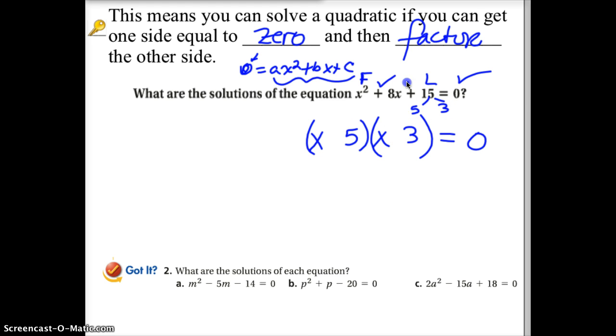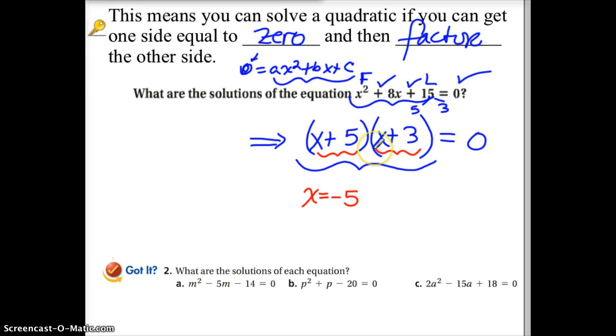Both have to be positive because of a sign analysis. And I've now factored it. This and this are equivalent. The only thing is this factored version allows me to get my solutions. Because if those things multiplied equal 0, either this is 0, which means x would have to be negative 5, or this is 0, which means x would have to equal negative 3. So those are my two solutions to the quadratic equation.